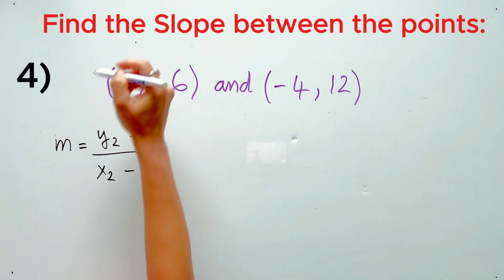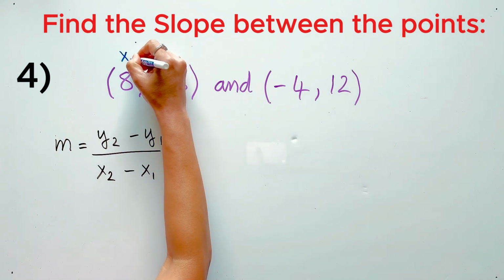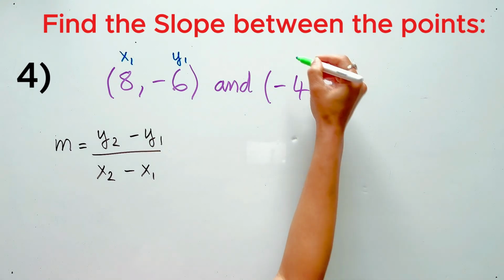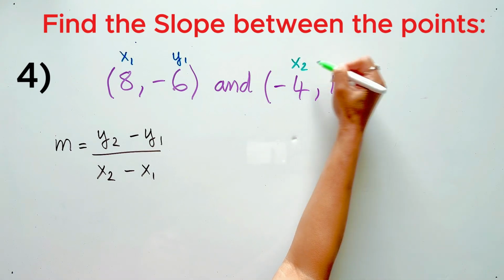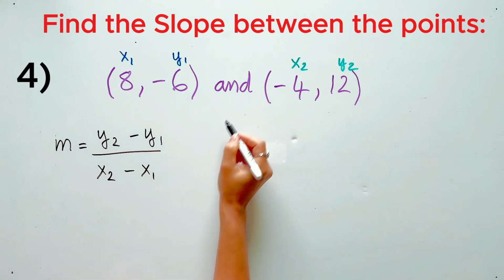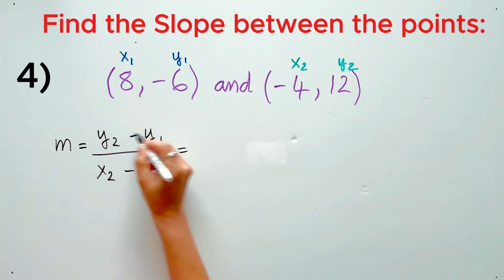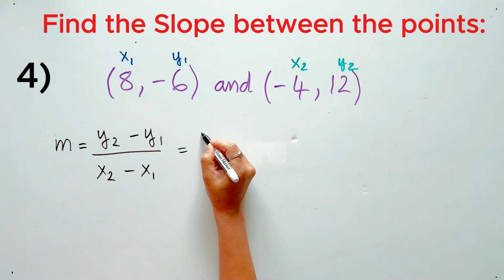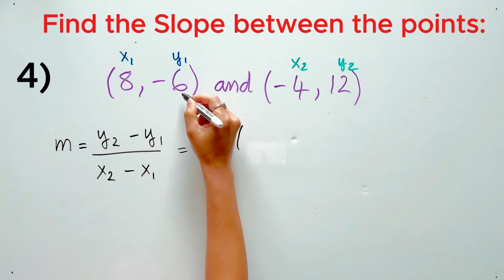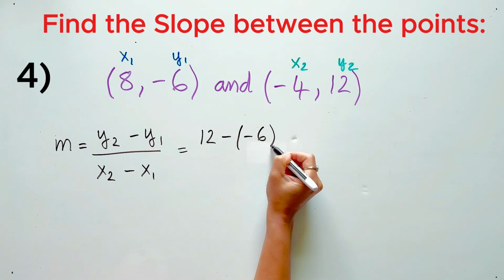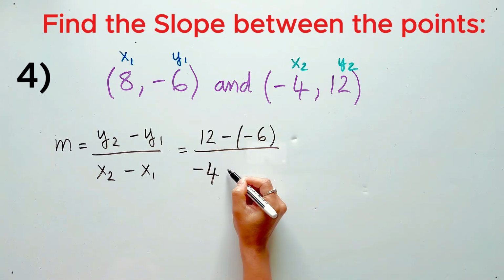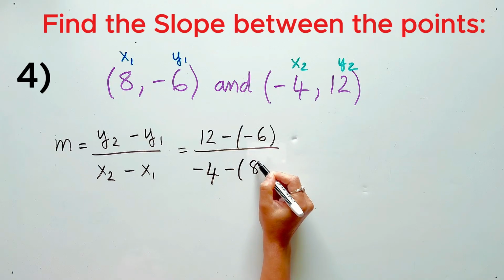We will label x sub 1, y sub 1, x sub 2, y sub 2. And we will substitute these given coordinates in here. So 12 minus negative 6 over negative 4 minus 8.